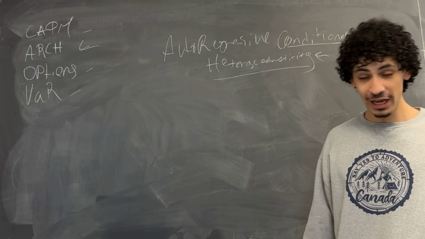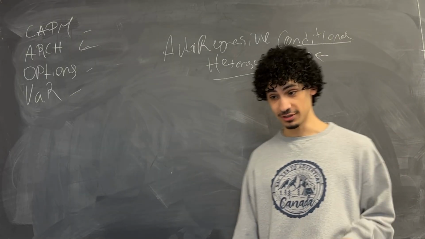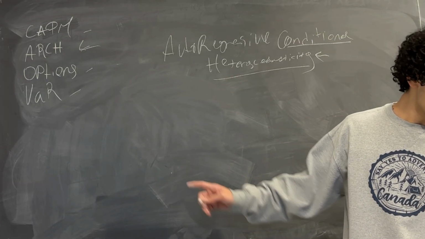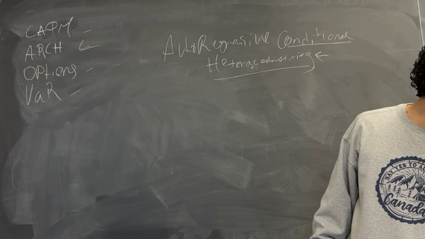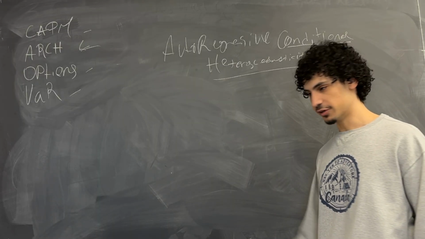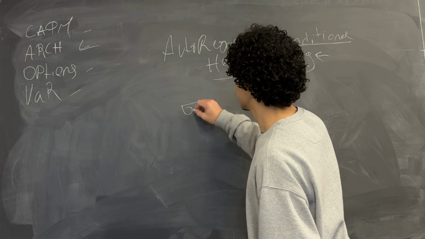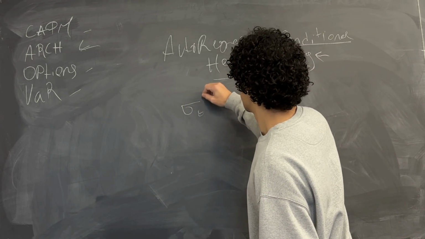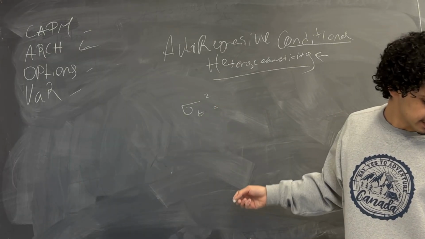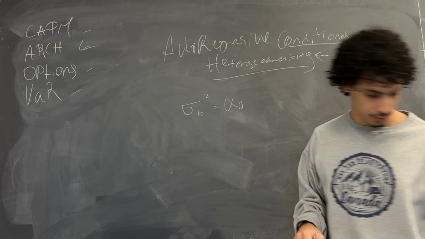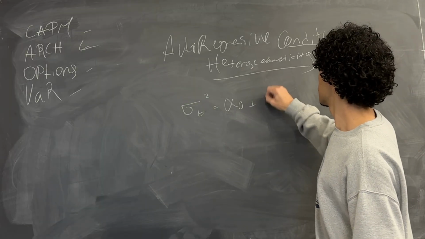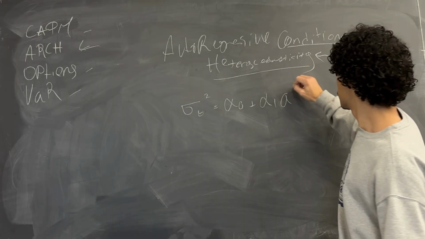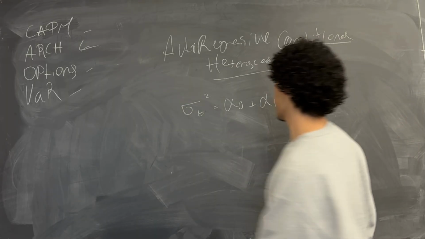So the reality is the market isn't equally nervous every day. So what the ARCH model basically does, and I'll first write its variance equation and then explain its intuition. The whole point is that time is a factor in this. Alpha 0 plus alpha 1 a squared t minus 1.